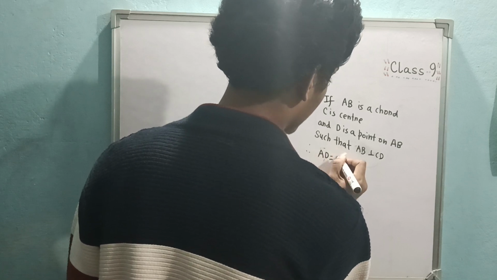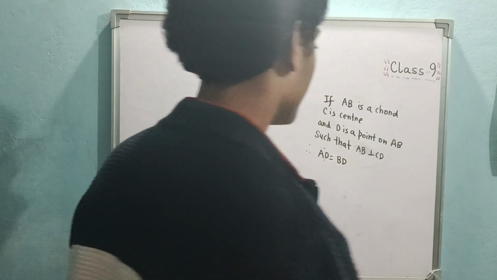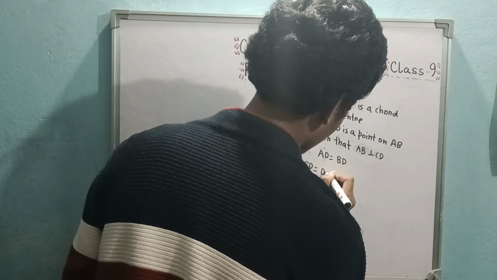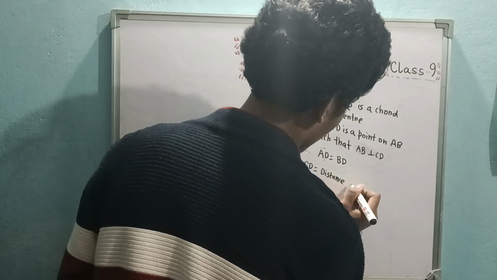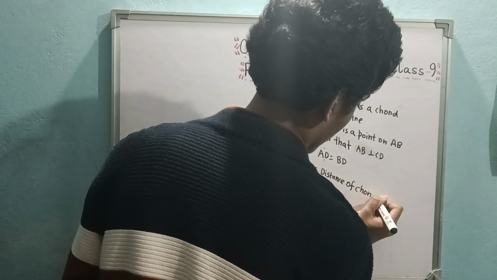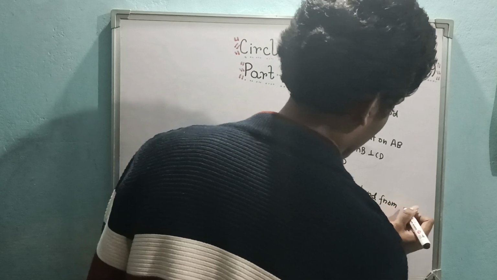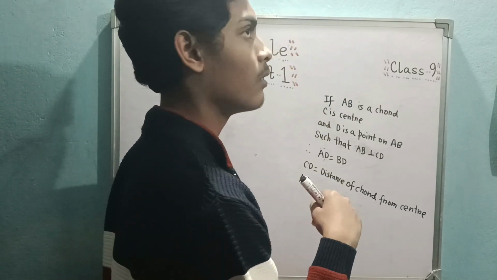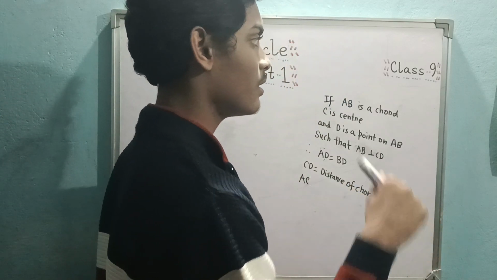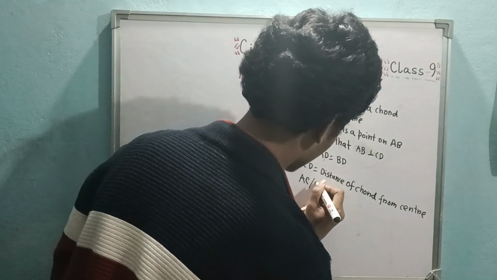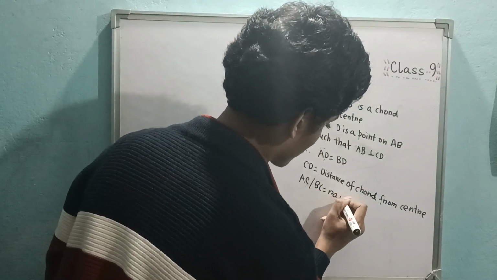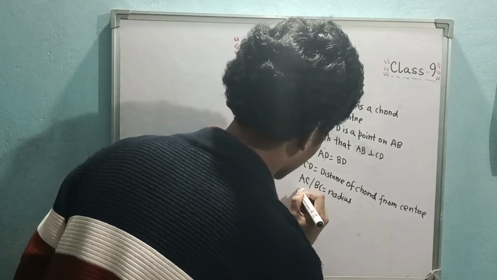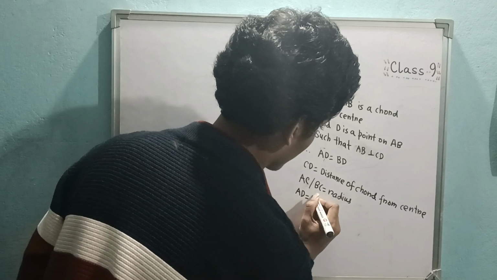Therefore, AD equal to BD. Okay, this is one thing. And then CD equal to distance of chord from center, and AC, let me just remember it, ABC, then AC slash BC equal radius, and we have AD equal to BD.